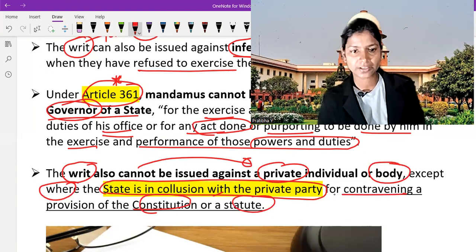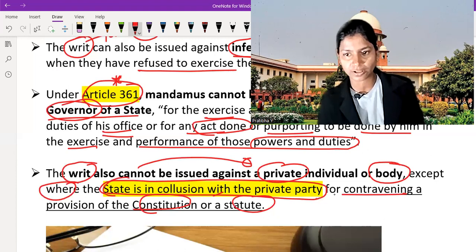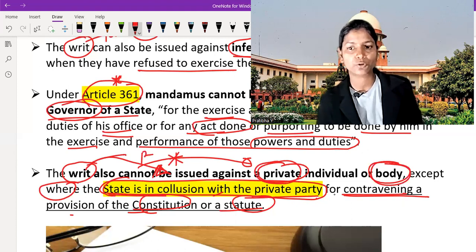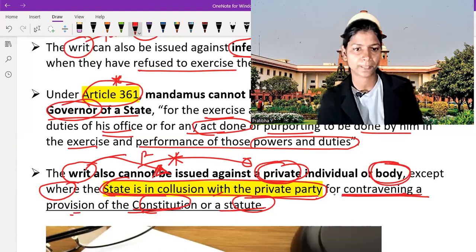Okay, if a state is in collusion with a private party for contravening a provision of the Constitution or a statute, then only the Supreme Court, High Court or other court can issue a writ to them, otherwise not. So a writ is not issued to the President, Governor, as well as a private individual and body, except where the state is in collusion with the private party for contravening a provision of the Constitution or a statute.